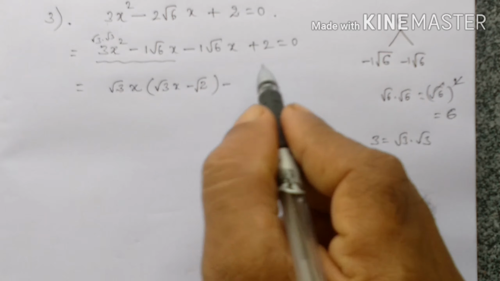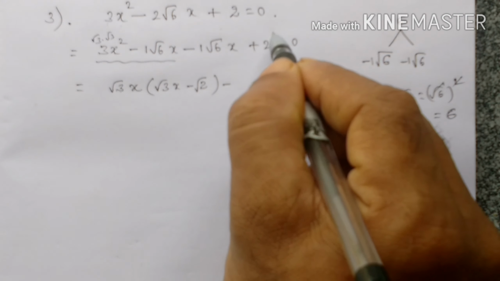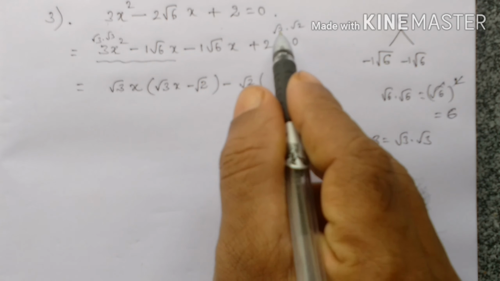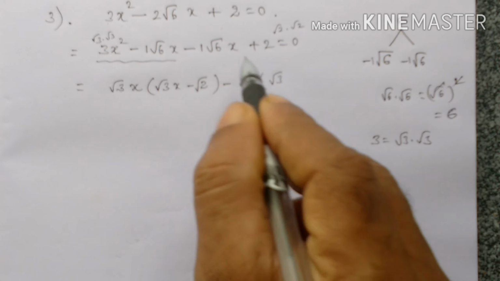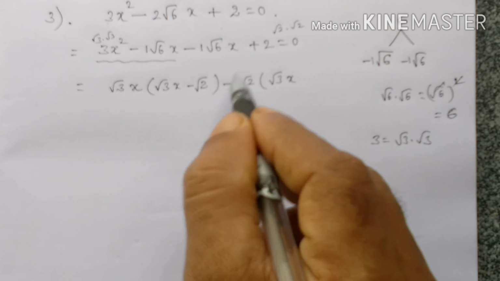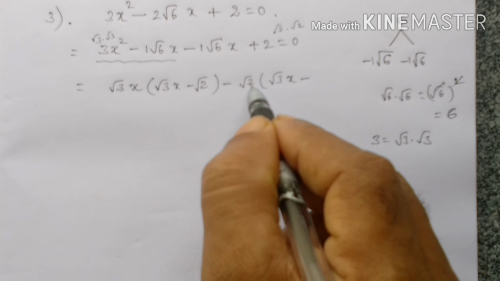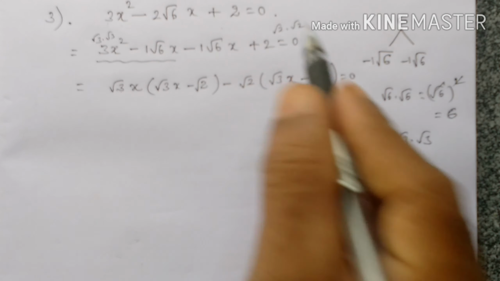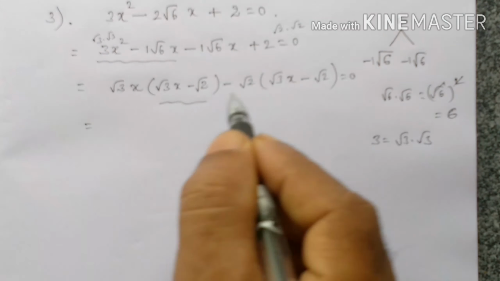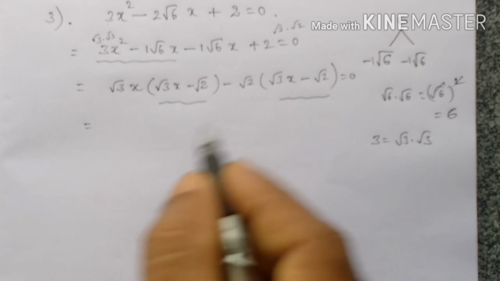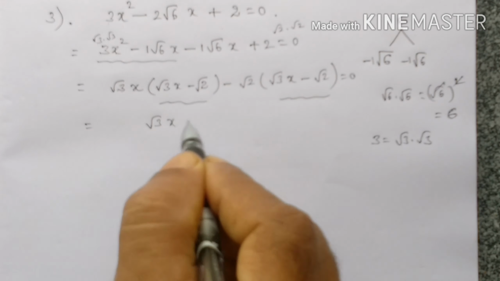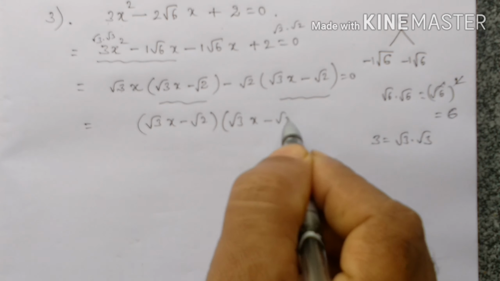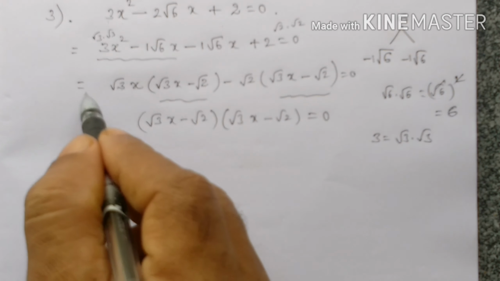here also very similar, 2 divides root 6, therefore 2 can be written as root 2 into root 2. Here take out root 2 as common factor. 2 divides 6 3 times, root 3. x remains as it is, minus we took outside, so therefore this plus becomes minus, and 1 root 2 remains. So in place of 2 we have written root 2 into root 2. So once again root 3x minus root 2, take out as common factor, and the rest is root 3x minus root 2 equal to 0.